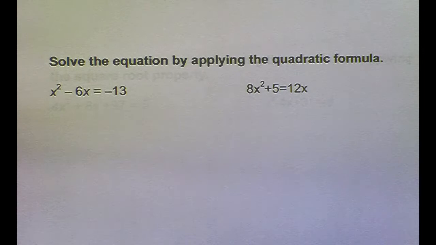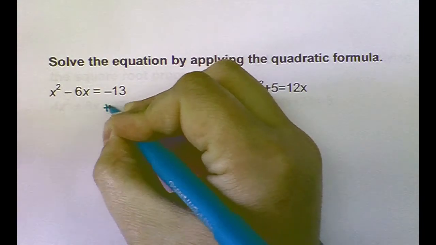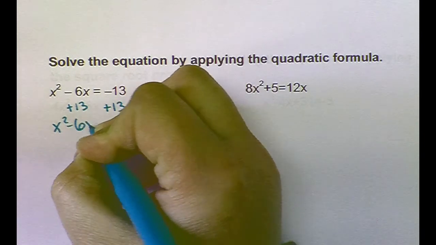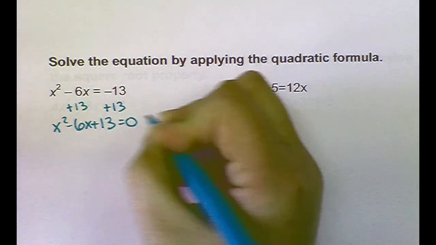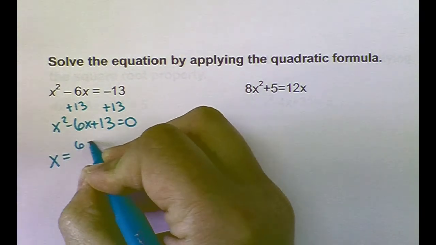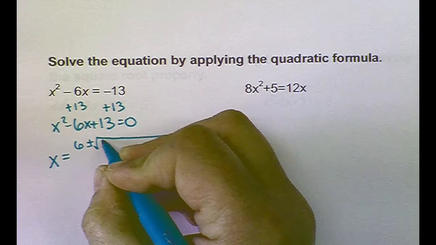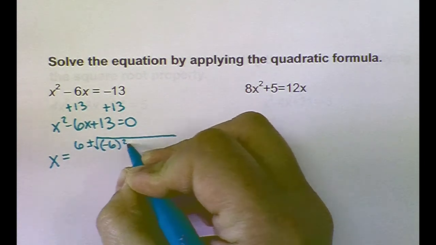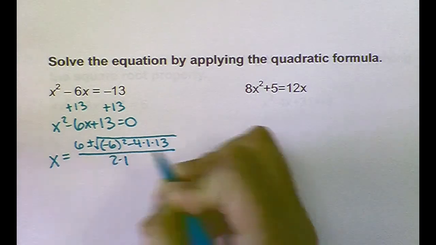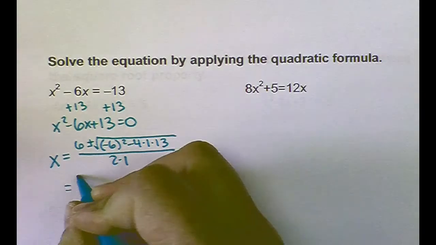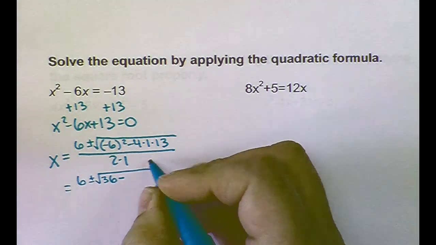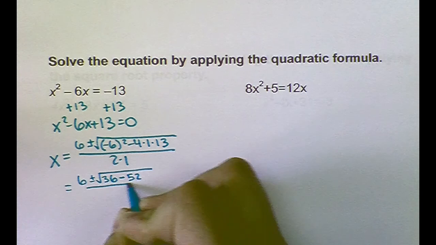So to solve with quadratic formula, the first step is to get it equal to 0. So I would add the 13 over. And now I plug in my numbers. x is equal to negative b, so positive 6, plus or minus the square root of b squared minus 4ac all over 2a. And now I simplify 6 plus or minus the square root of 36 minus 52 over 2.